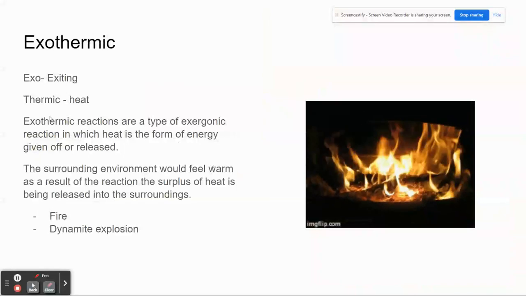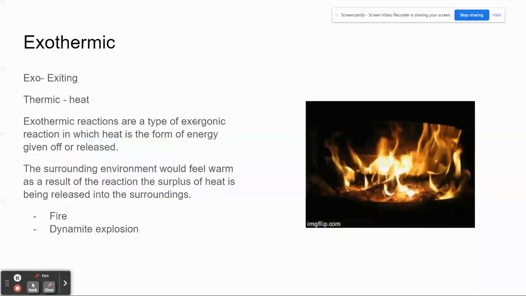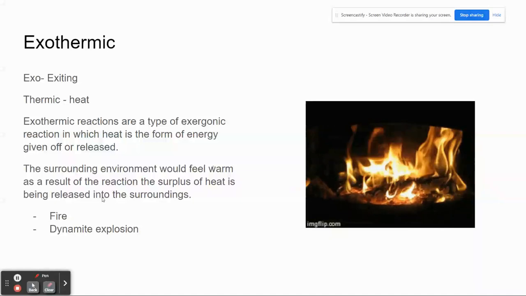And exothermic is exactly what it sounds like. Heat is exiting. Thermic is heat. Exo means it's exiting. So an exothermic reaction is when heat is given off, and the surrounding environment will feel warm.